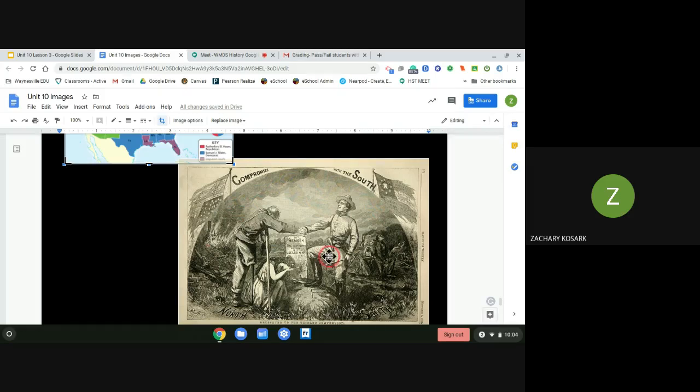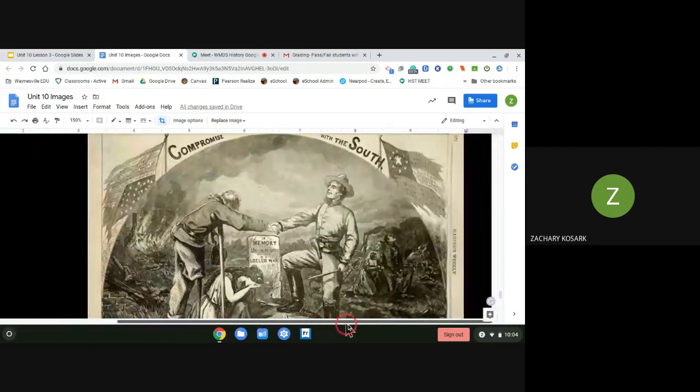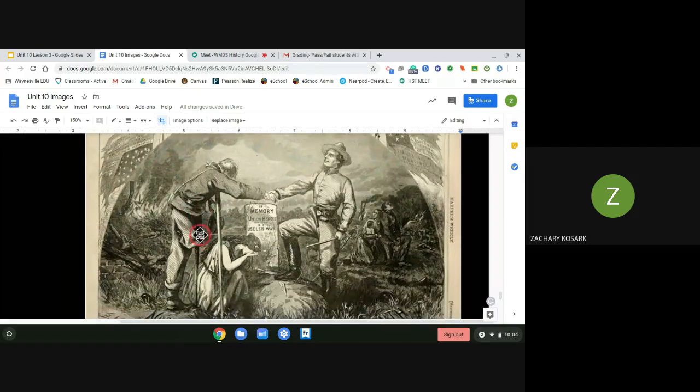So if you look at this picture, some of the details in it, you can see that the Northern soldier and like the Lady Liberty, they have their head down, they're crying, and the Southern soldier is very proud, and he is actually stomping on the grave of Union soldiers. So essentially what this cartoon is saying is that the Compromise of 1877 undid all of the work and all of the death and all of the sacrifice that the Civil War and the Union soldiers that died for a cause.